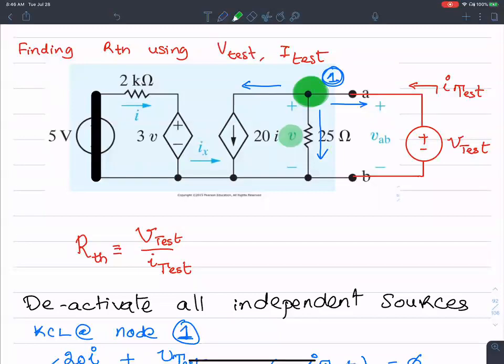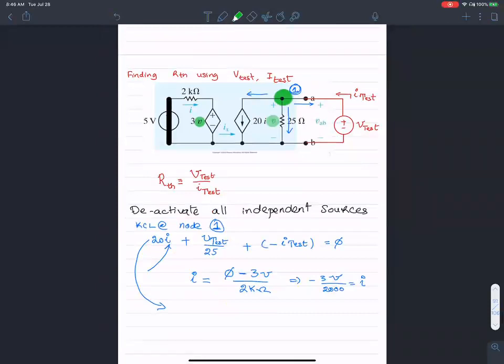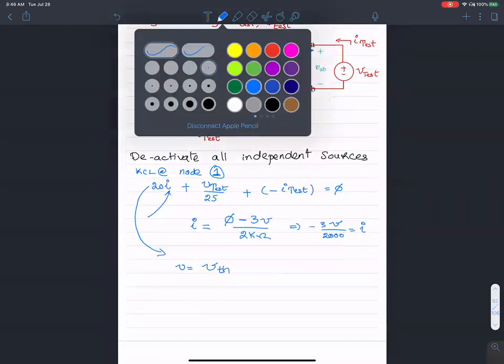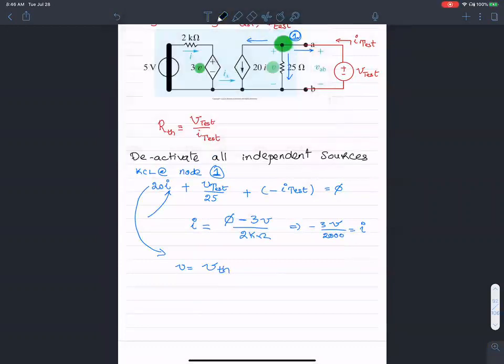This V is the same as this V. So V equals V Thevenin. All right. Now, if I am to write these two equations, the equation one on the top and the one on the bottom together, I get something like this.